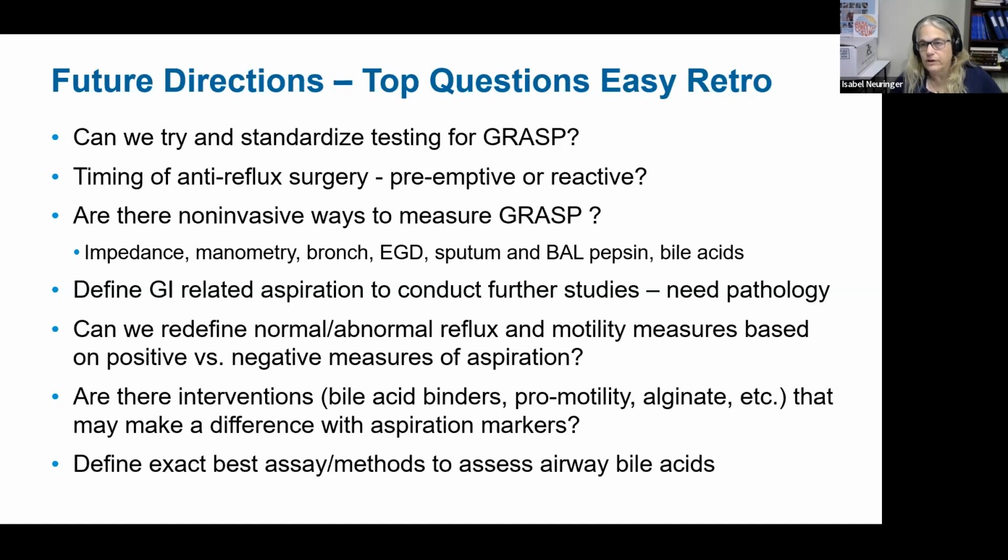So this is a very brief introduction about what the current issues, definitions of GRASP, where we are with our current gaps in our knowledge.